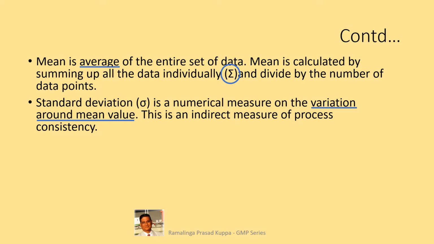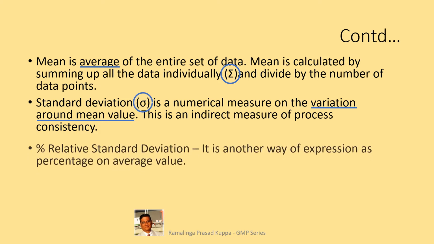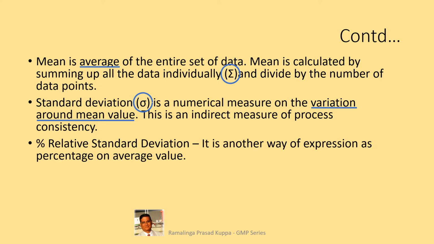That means if the standard deviation is less, the data is closer to the average or mean value. If it is more, it should be understood that the data spread is away from the mean value. So obviously, lower the standard deviation, better the control over the process. This is indicated by the letter S or sigma like this.